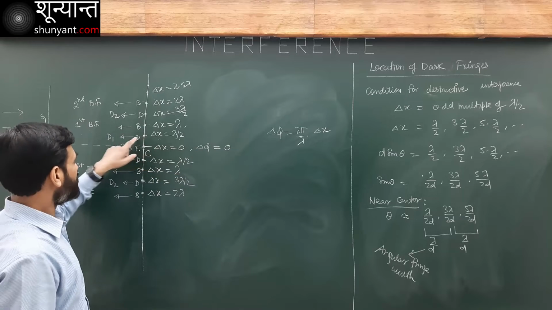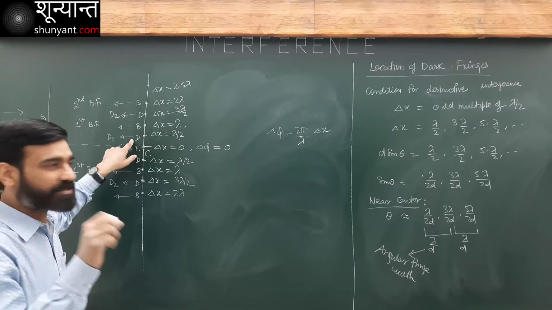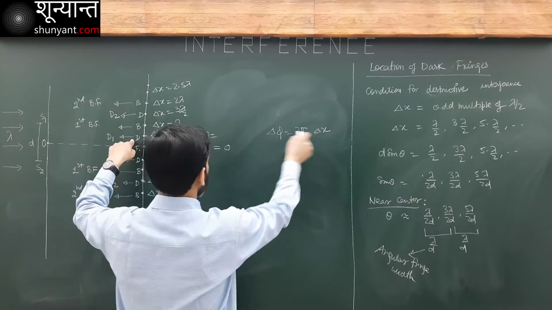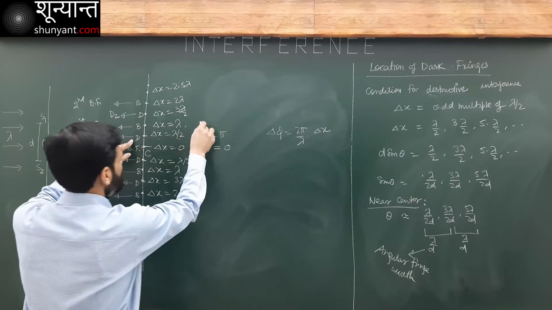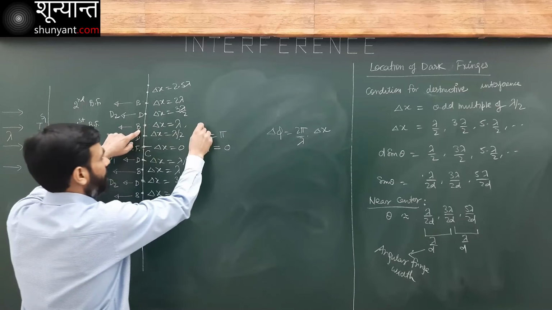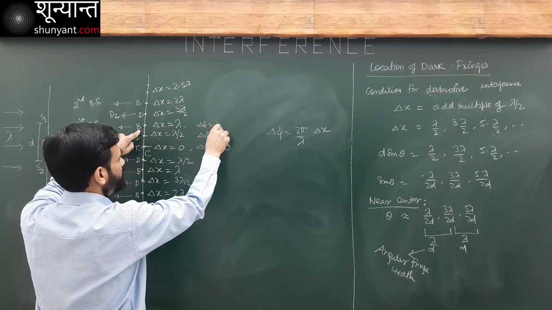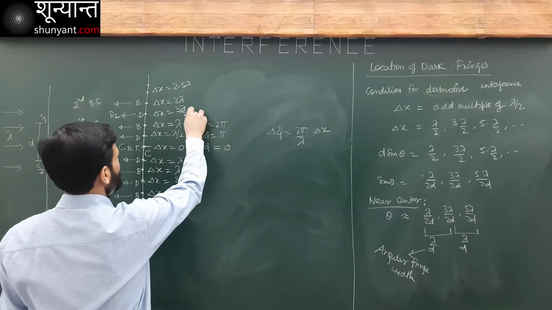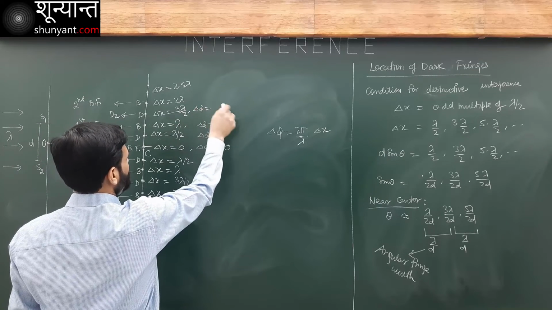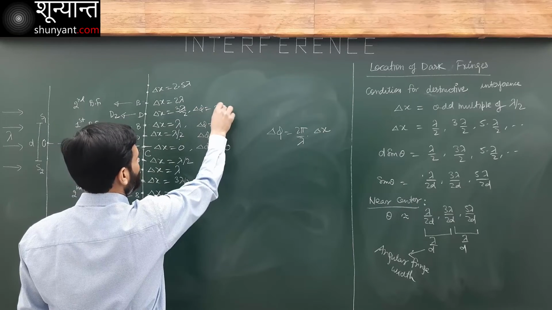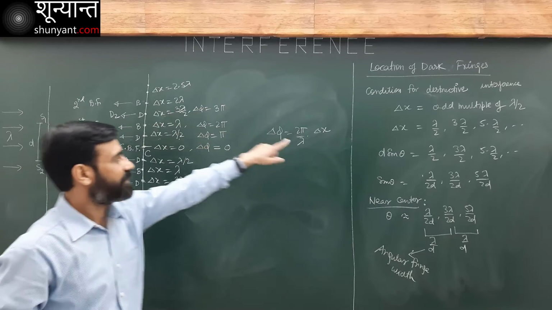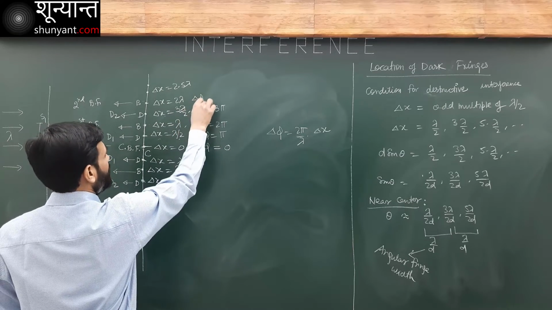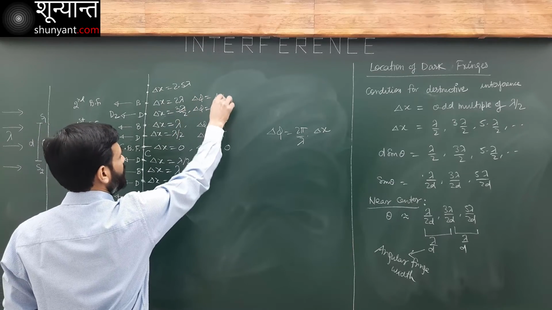What is the phase difference here? This is the first dark fringe. When I write lambda by 2, it becomes pi. Here, this is first order. What is the phase difference? It is 2 pi. Okay? Here, delta phi will be equal to 3 pi. Okay, keep on putting these values here. You will get phase differences. Okay? Here, delta phi is going to be equal to 4 pi.